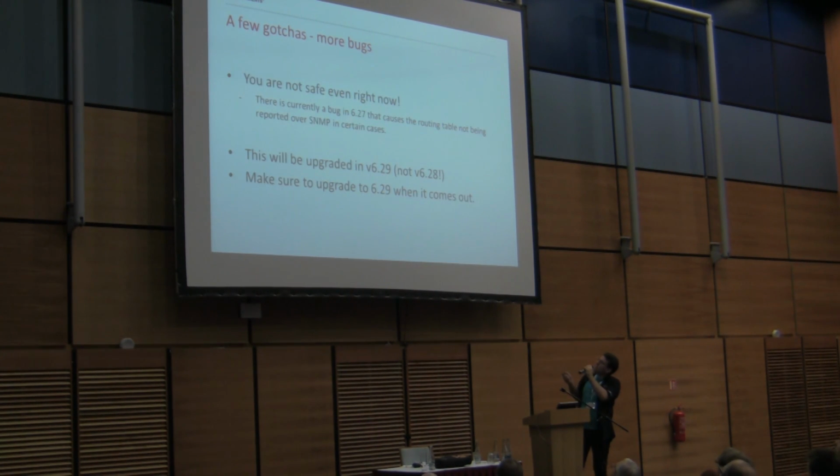But yeah, you are not safe even right now, because in 6.27 there is a bug that causes the routing table not being reported over SNMP in certain cases. So this will be fixed in 6.29. Just watch out, not the 6.28, which will be coming out next, but in 6.29. So make sure to upgrade to 6.29 when it comes out. There are SNMP upgrades in there.